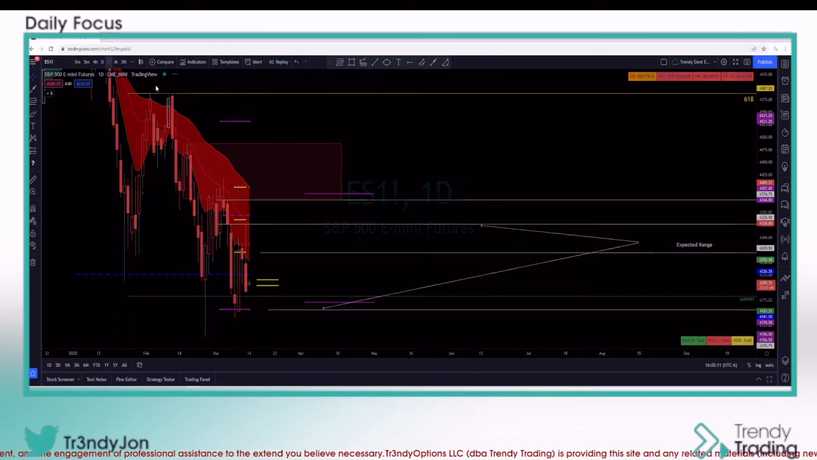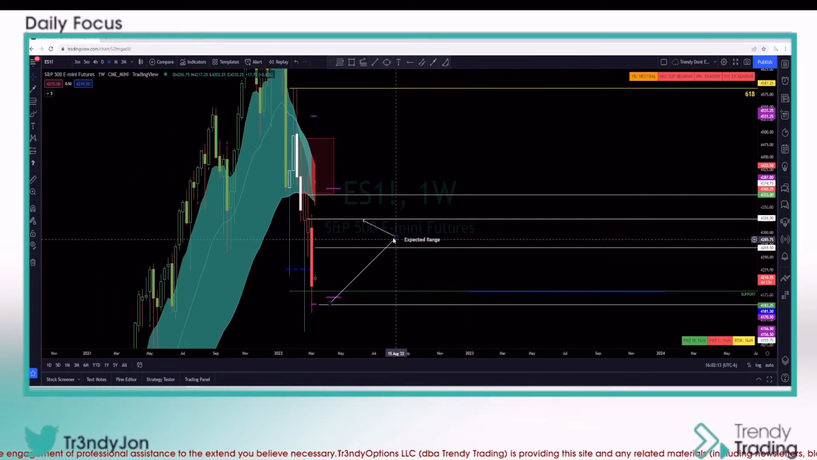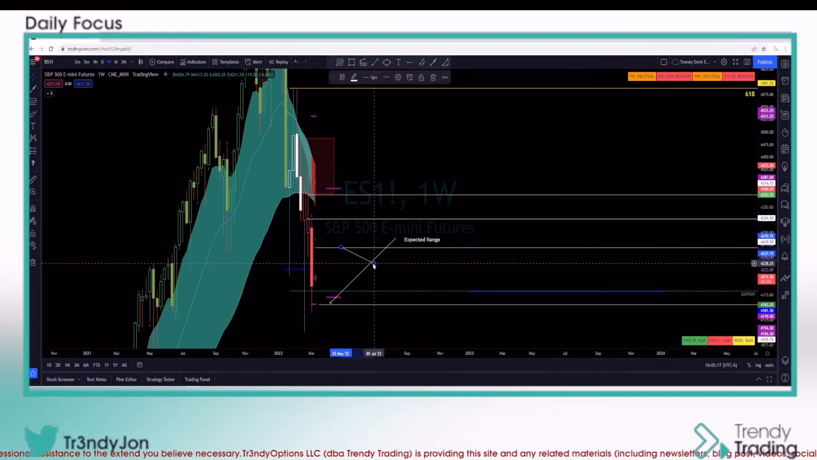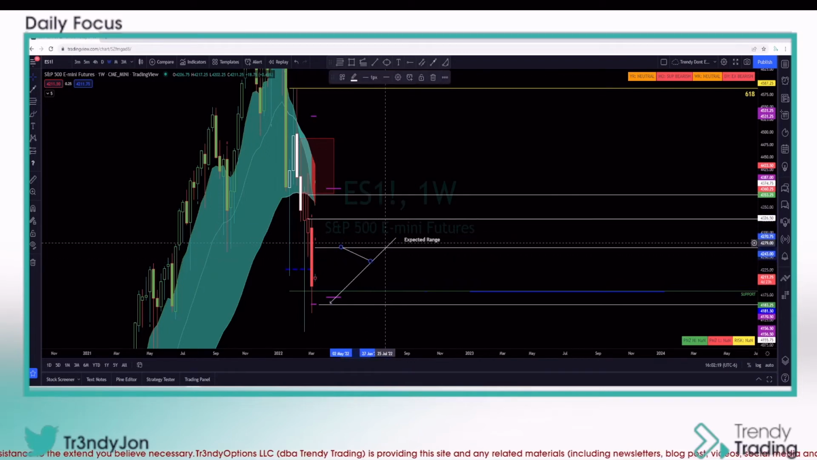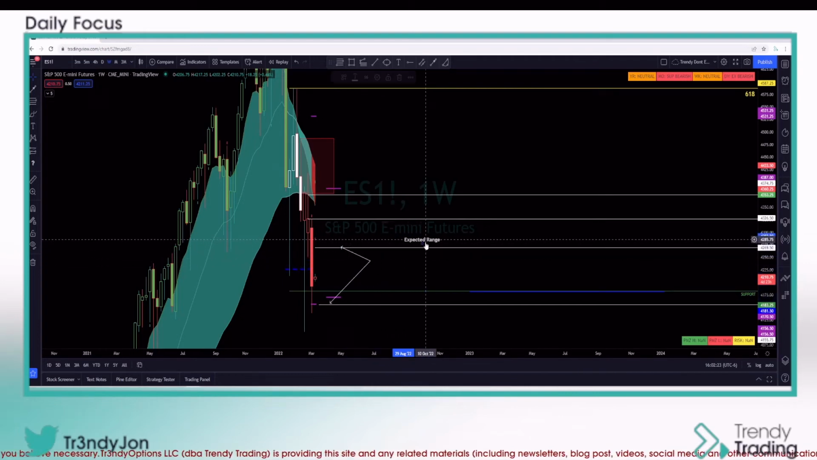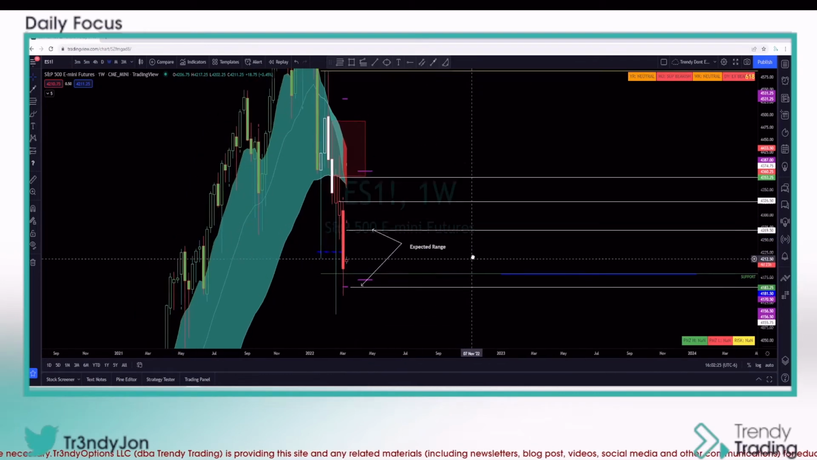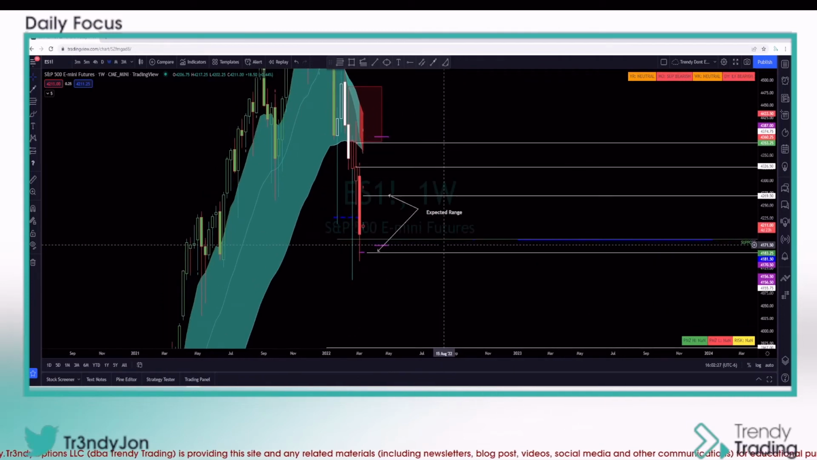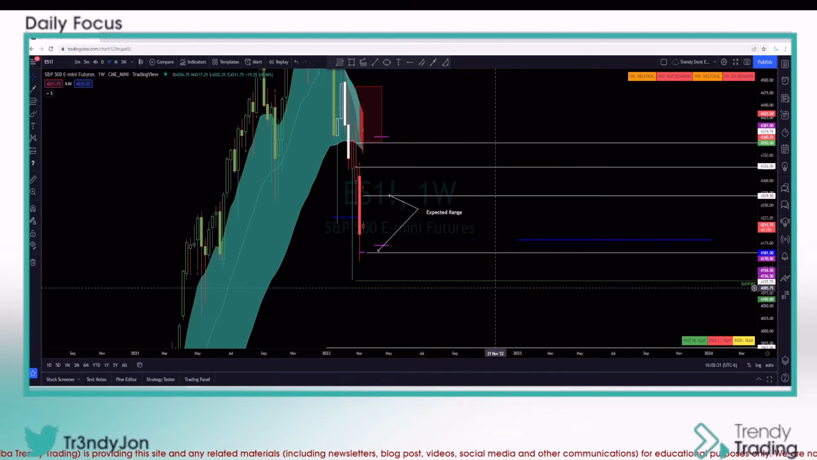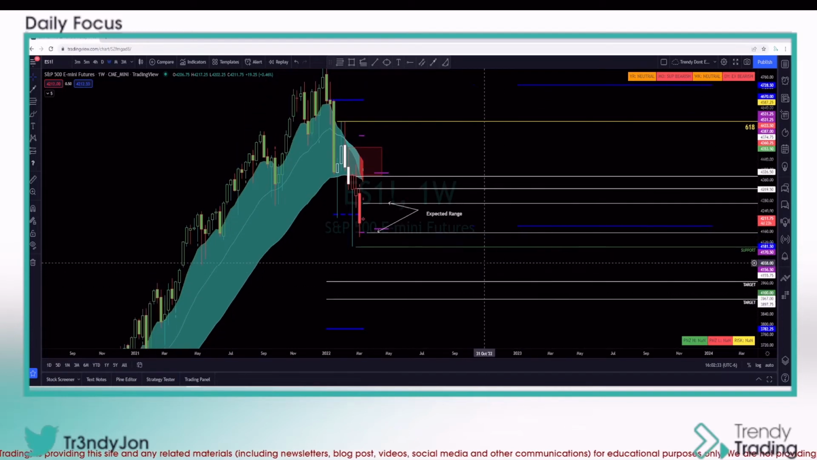Let's go back to weekly, and it's going to be these two lines. Okay, just like that. This support, we're just going to move this down, okay, to the low, just like that.